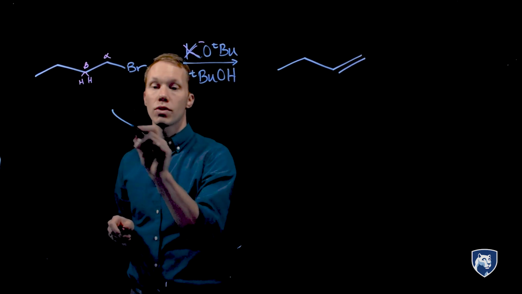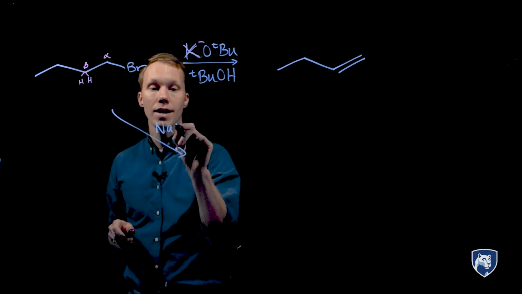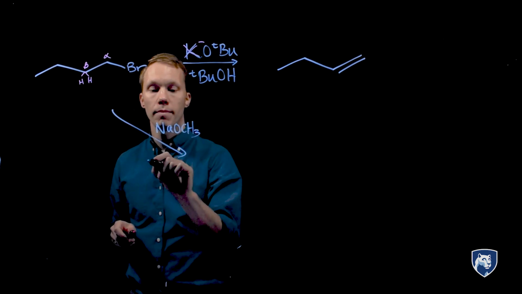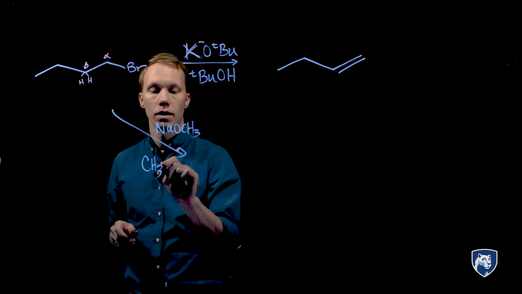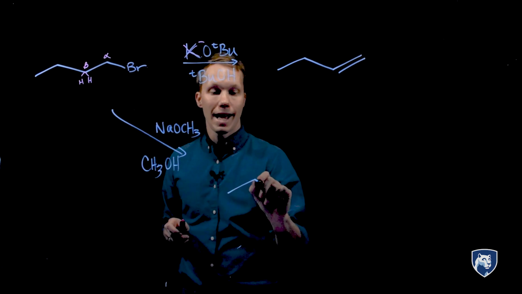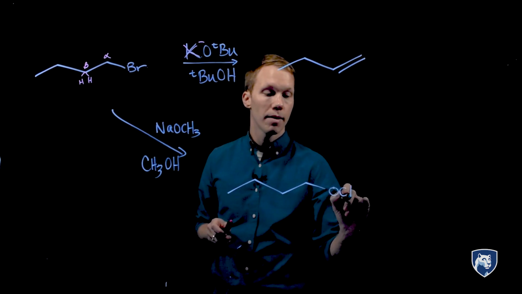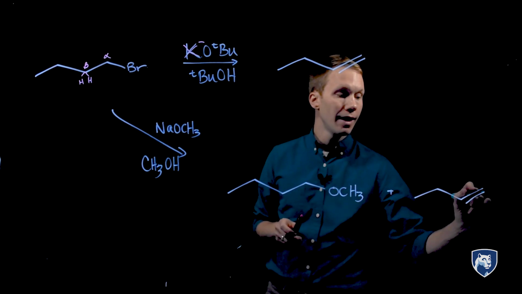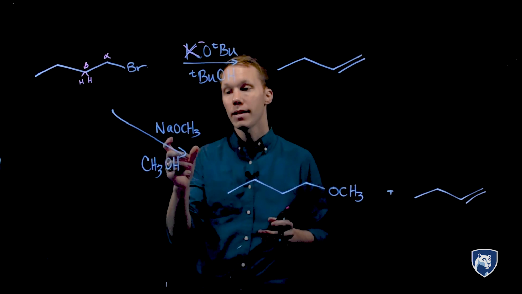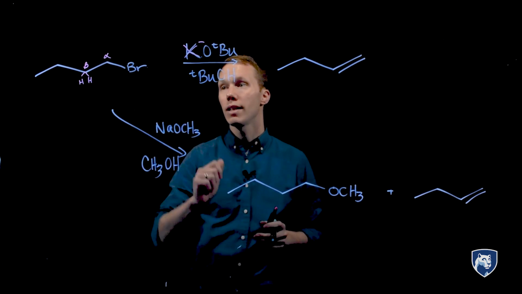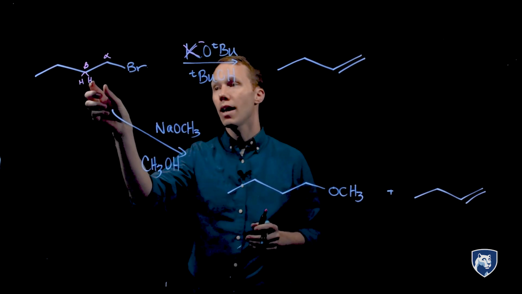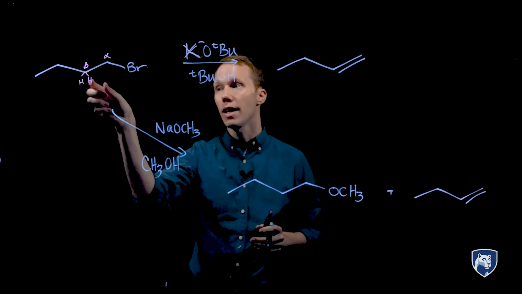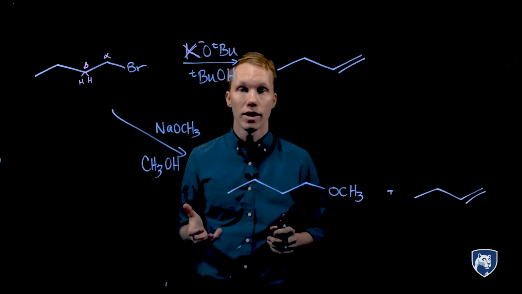If the base is small, like methoxide in methanol, we will get as the major product the substitution product. It forms much faster than the elimination product here because getting in and substituting this leaving group is easier than coming in to the forest here and deprotonating one of those hydrogens.